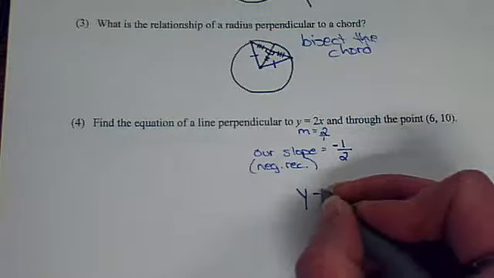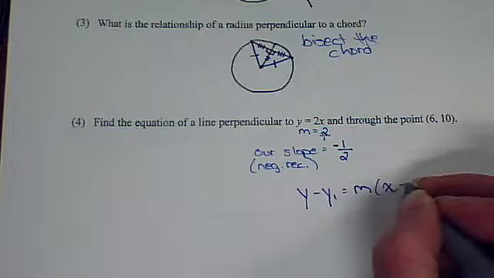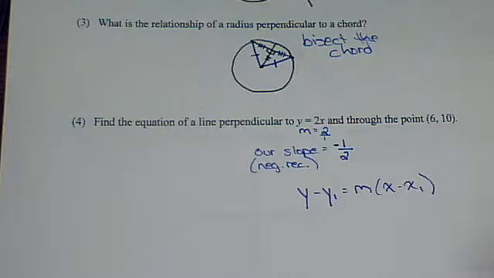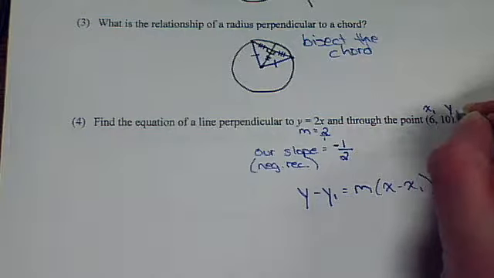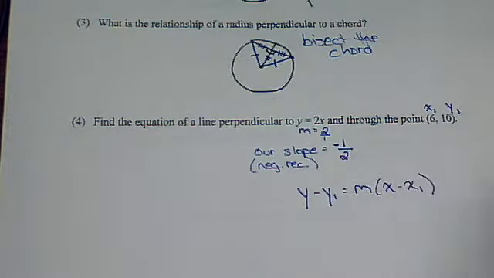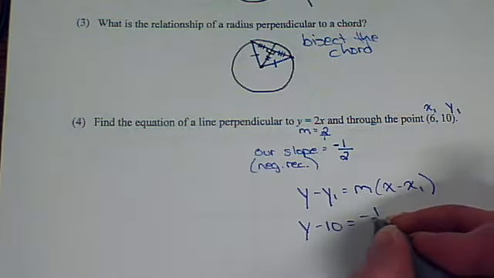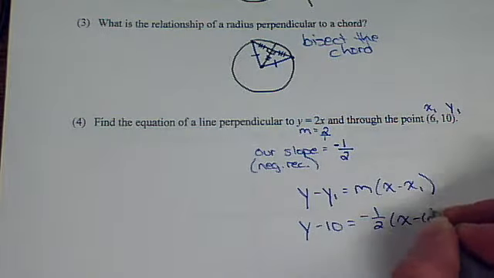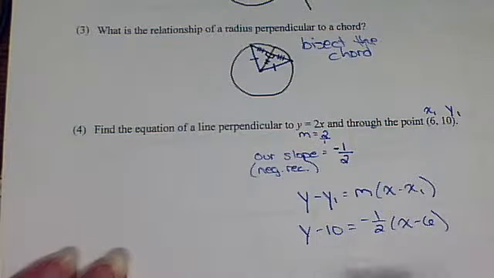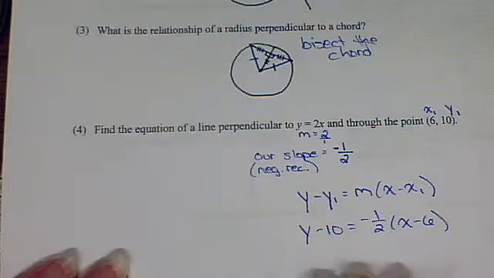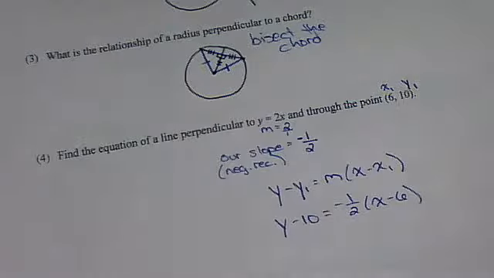Point slope is the easiest way to write the equation of a line. I don't care what you think. It is. The 6 is going to be our x1, 10 is y1. This is our slope. y minus 10 equals negative 1/2 times (x minus 6), and I am so done. This tells me everything I need. It tells me a point that's on the line. It tells me the slope. I can graph from that.